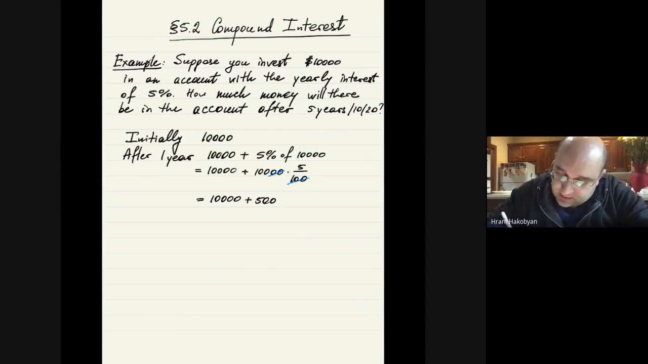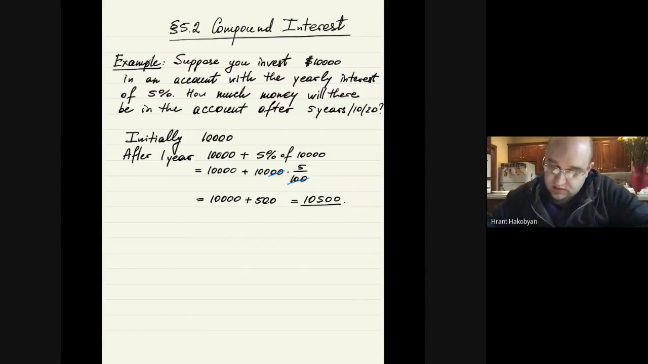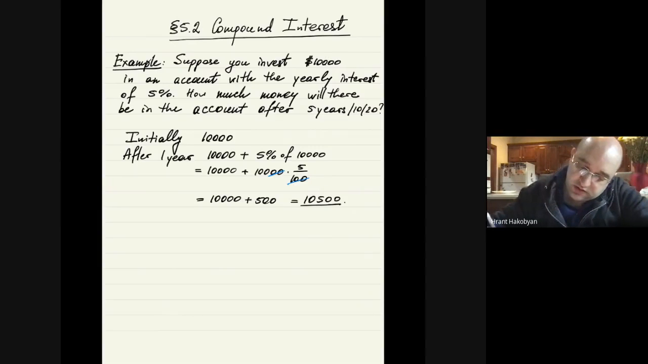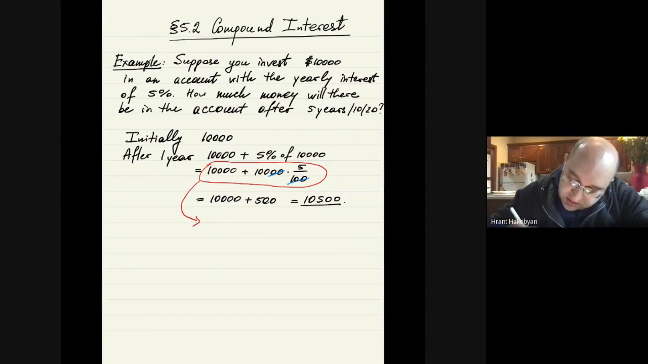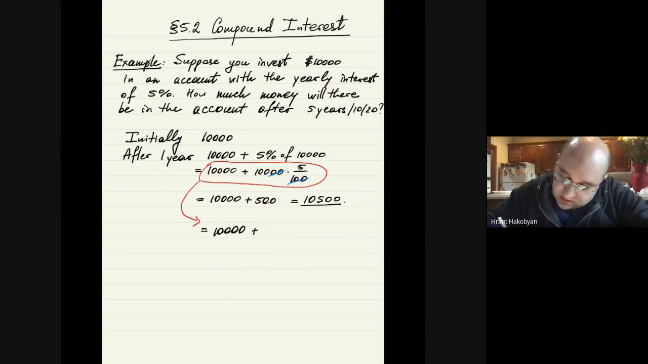Okay. So that's going to be 10,500. Okay. So let me do this calculation a little bit differently, actually. So let me rewrite this a little differently here. So I'm gonna write this is the same thing as 10,000. So forget about the fact that I canceled those zeros. So I have 10,000 plus 10,000 times 5 over 100, which is 0.05.